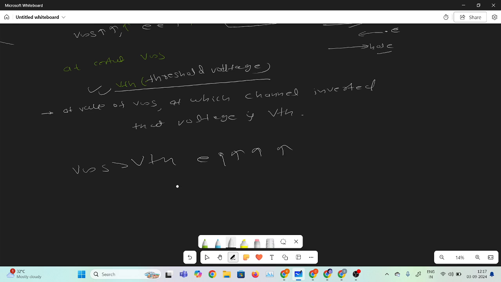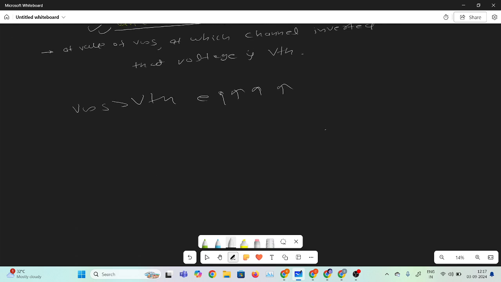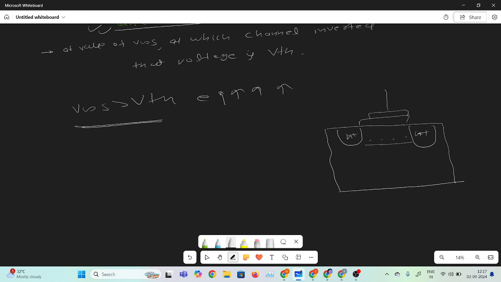Now we apply VDS, a small amount of VDS, and then it will start to conduct. Now the channel is formed. If we apply VGS greater than VTH, more and more electrons come into the channel. So this is the gate terminal, and at the gate terminal I apply a positive voltage. This is the source terminal and this is the drain terminal.